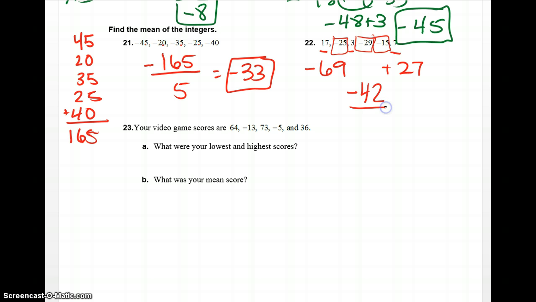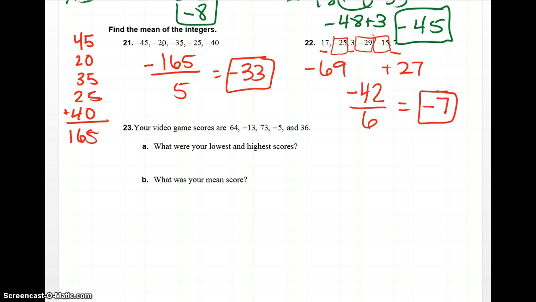And I'm going to divide negative 42 by 6, since there are 6 different integers. Again, that quotient will be negative. And if I think 6 times what is going to equal 42, that would be 7. So my answer is negative 7.